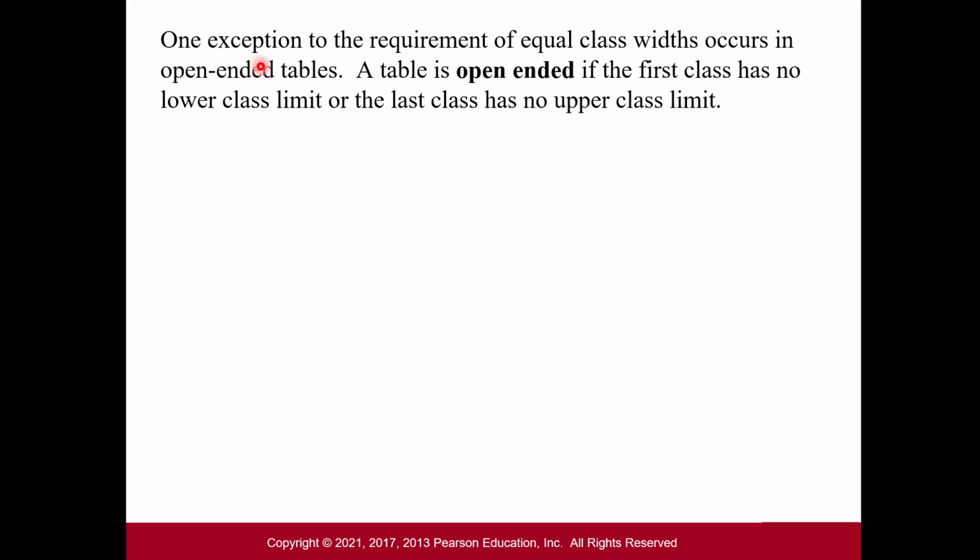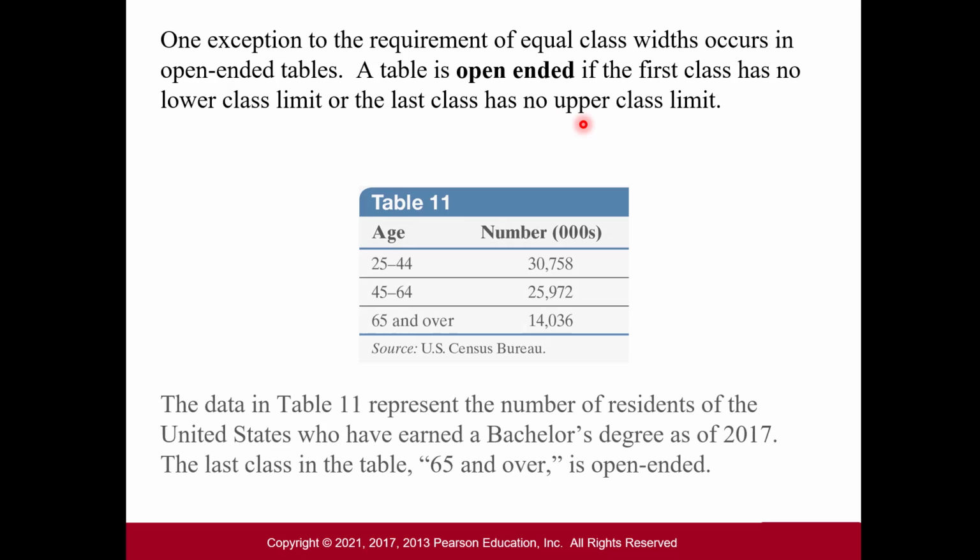Now, one quick exception to the requirement of equal class widths is when you have what's considered an open-ended table. A table is open-ended if either the first class has no lower class limit or the last class has no upper class limit. For example, this table is residents of the US who had earned a bachelor's degree by 2017, and the highest class, the last class, doesn't have an upper limit. So 65 and over is what makes this an open-ended table.